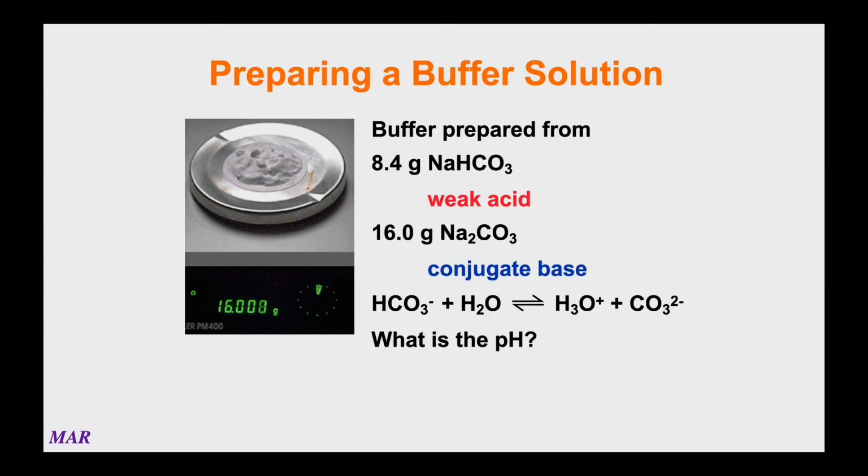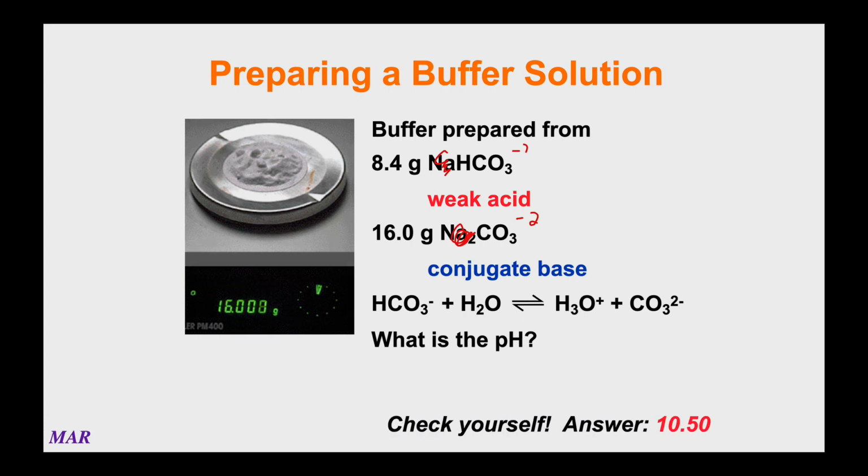Here's another kind of problem you might run into. Let's say you had 8.4 grams of sodium hydrogen carbonate mixed with 16.0 grams of sodium carbonate. Now, if you pull off the sodium ions, you can see that hydrogen carbonate has more hydrogens than carbonate does. So hydrogen carbonate here is the acid, and the carbonate there is the base. And again, we ignored the sodium. Sodiums are just spectator ions. And the question here, what is the pH of this solution? And there's several different ways to solve it.